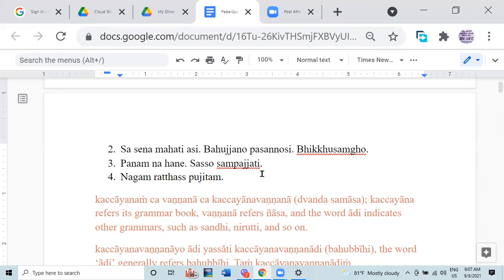Naga is elephant, in the Usandra Jataka. Pujidan means honor or pay respect. Ratta means country. In this case, ratta is tanisya bhikkhaka vachana, singular. Naga ratasa pujidan means the elephant is honored or paid respect by the country. The elephant is paid respect or honor by the country. So here, ratasa is singular.